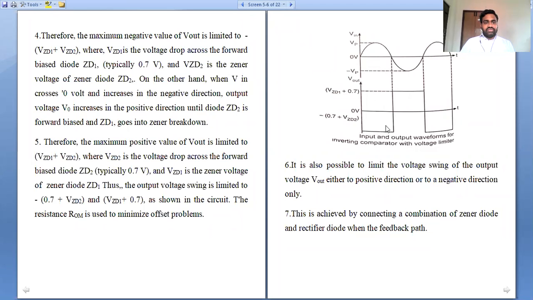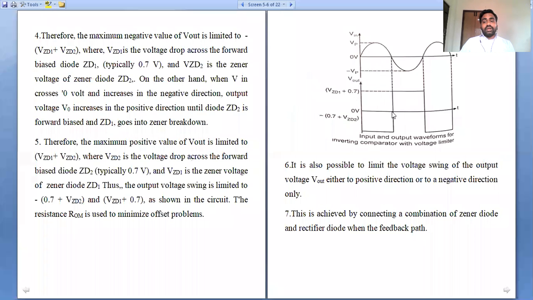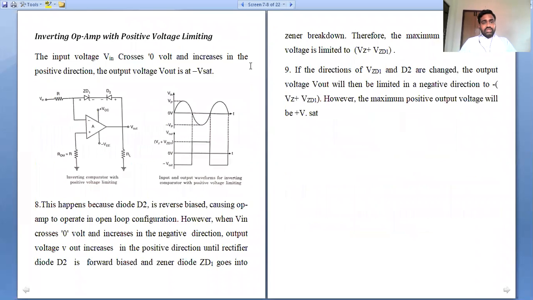In the first application, we used two Zener diodes. One is operated in forward biased and the other is kept in breakdown condition. In order to limit the voltage swing of plus Vsat and minus Vsat, we can connect a Zener diode in series with a rectifier diode. That is explained in our second classification of comparator application to voltage limiter, where a Zener diode is connected in series with a rectifier diode.